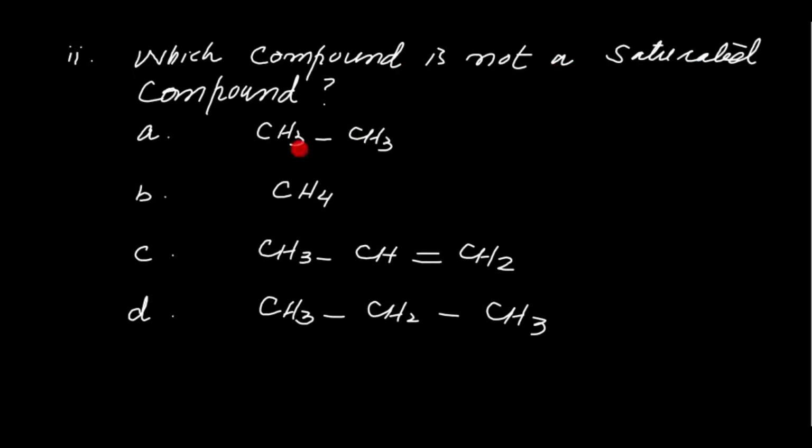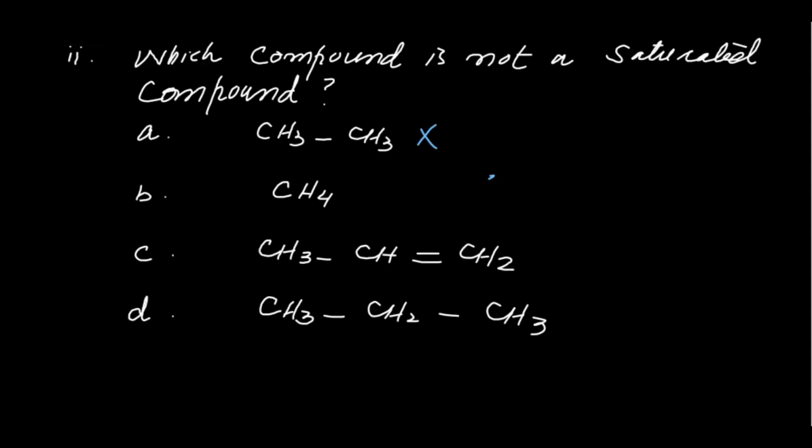Now we will see the compounds. See the first option which is given. Here both the carbon atoms are connected with the help of single covalent bond, right, students? Since a single covalent bond is present, it means it is a saturated compound. The first compound is a saturated compound, right? So that's why the first option is not correct. It is not correct because it is a saturated compound, and we are asked to choose an unsaturated compound.